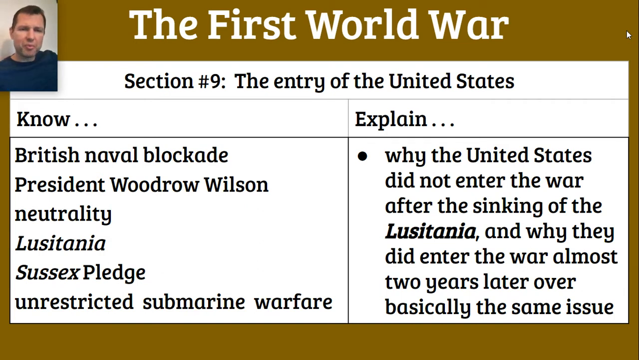So you'll hear about the British naval blockade, and you'll learn who President Woodrow Wilson was. We'll talk about the meaning of neutrality, and then you'll hear about that ship, the Lusitania, and its story. Finally, we'll discuss the Sussex Pledge and how that prevented the United States from entering the war after the sinking of the Lusitania, until the Germans resumed what was called unrestricted submarine warfare.